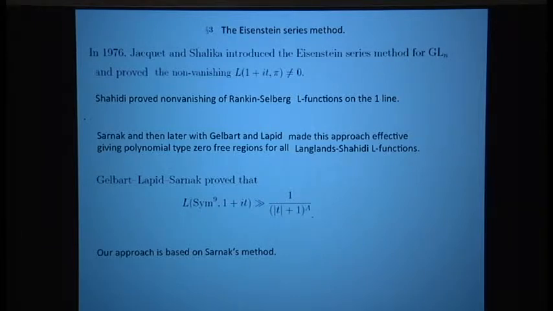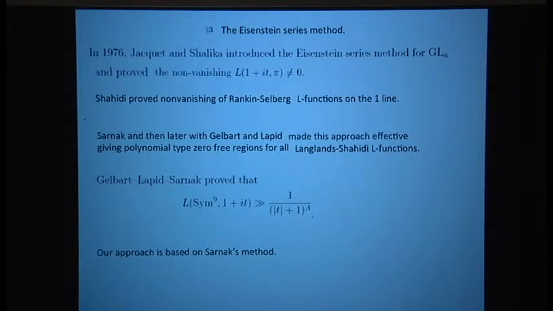So our proof is based on the Eisenstein series method. In 1976, Sarnak and Shahidi introduced the Eisenstein series method for GL(N), and they proved the L-function for pi doesn't vanish on the one line. So they didn't use the classical Poisson's method.